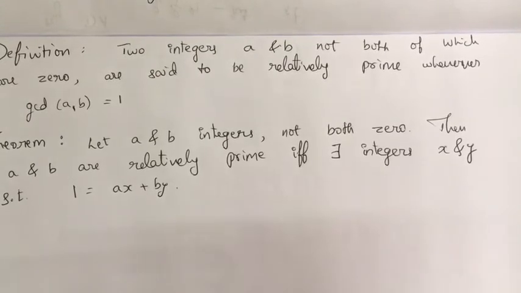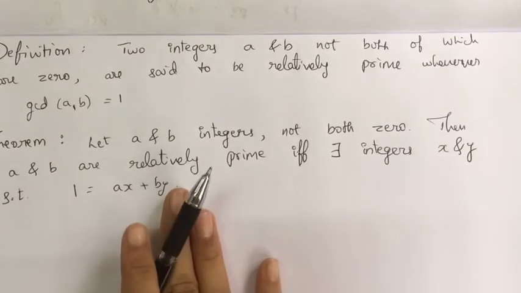So when the integers A and B are relatively prime, I can say D equal to AX plus BY, and that D value is equal to 1. Therefore, I can say 1 equal to AX plus BY for some integers X and Y. And the other way is also true. The same thing we are going to prove now.